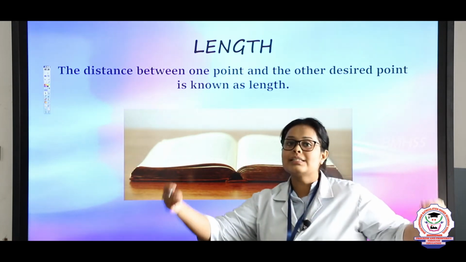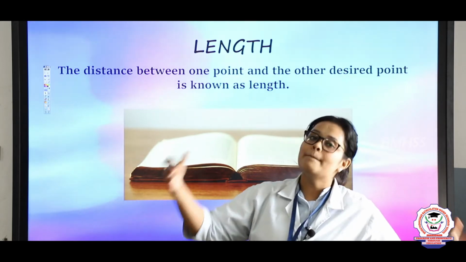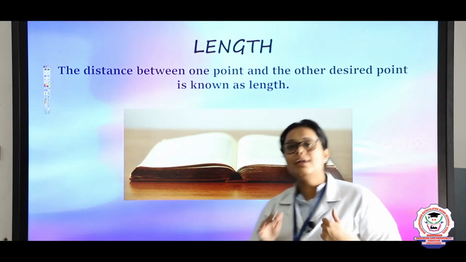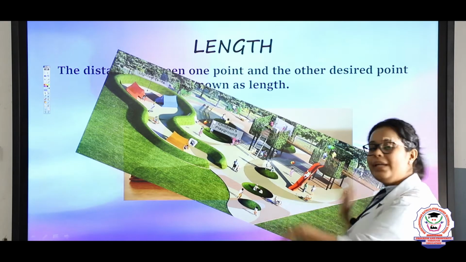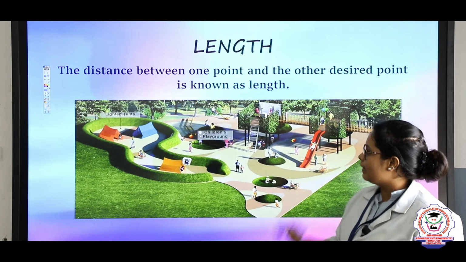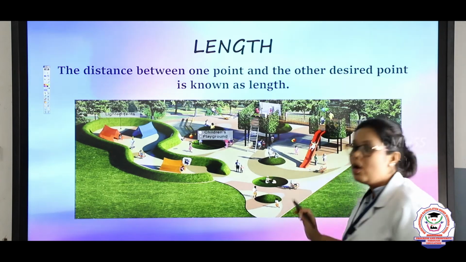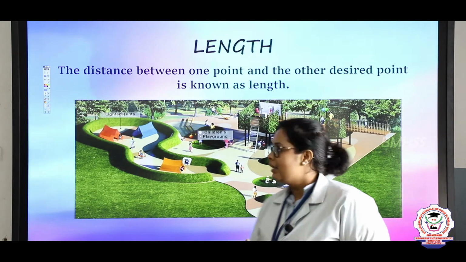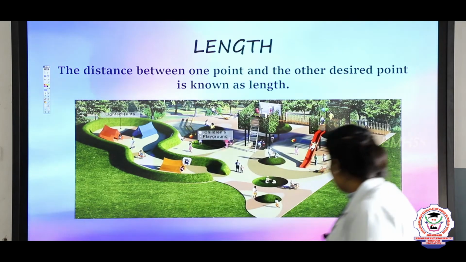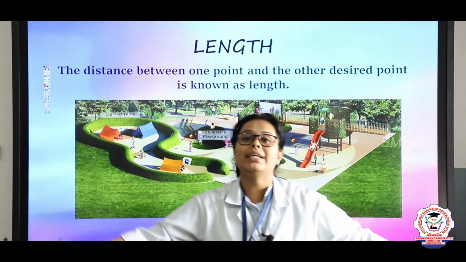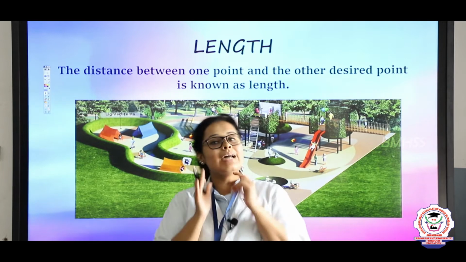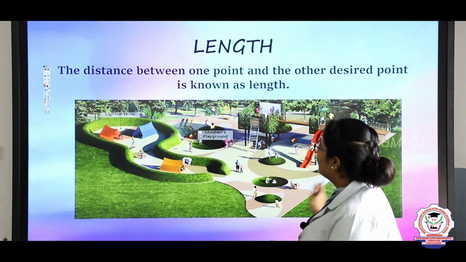So what is the desired length? What is the measurement? That is why it is called a length. In the same way, here you can see that there is a playground. Now in this playground, what is the area it is covering, or what is the length of this area? From this corner to this corner, how much place is being occupied. That is also a length.